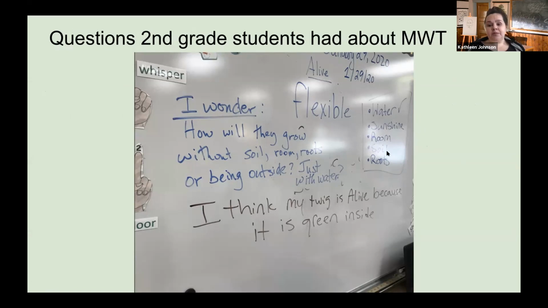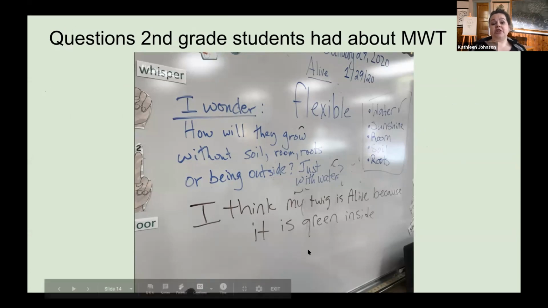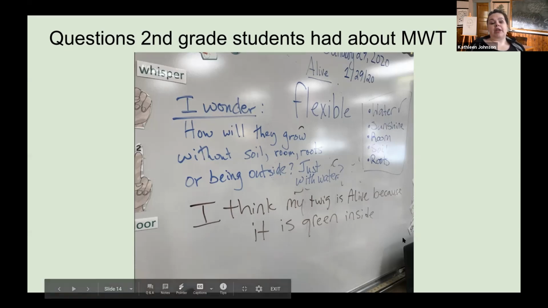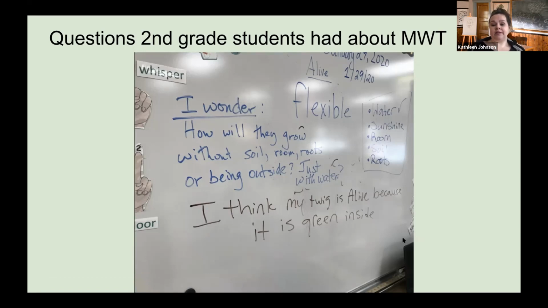The dissection part of Mystery of the Winter Twig led them to changing a concept, reforming their mental model of what's happening to trees. They did think their twigs were dead, but when they dissected their twigs, they came up with the conclusion, I think my twig is alive because it's green inside. It was a lot of fun to do, and we've done it with 2nd grade through 5th grade.